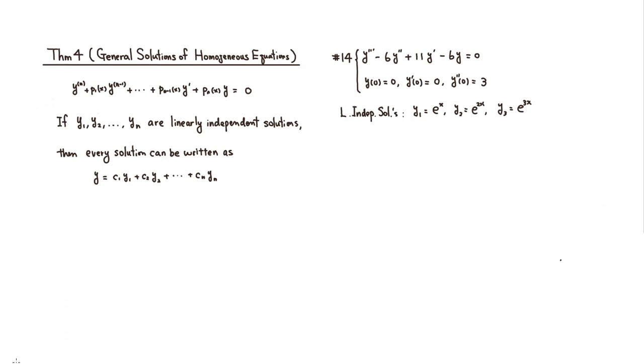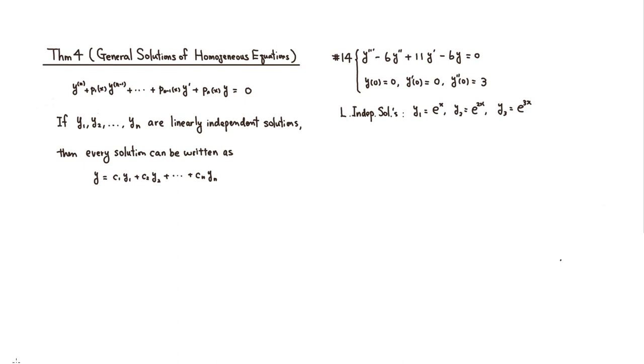Alright, let's look at the theorem for general solutions of homogeneous equations. Say you have an nth order homogeneous linear equation, and we happen to have n linearly independent solutions. Then every solution of this differential equation can be written as a linear combination of those n solutions. So let's look at the following example.